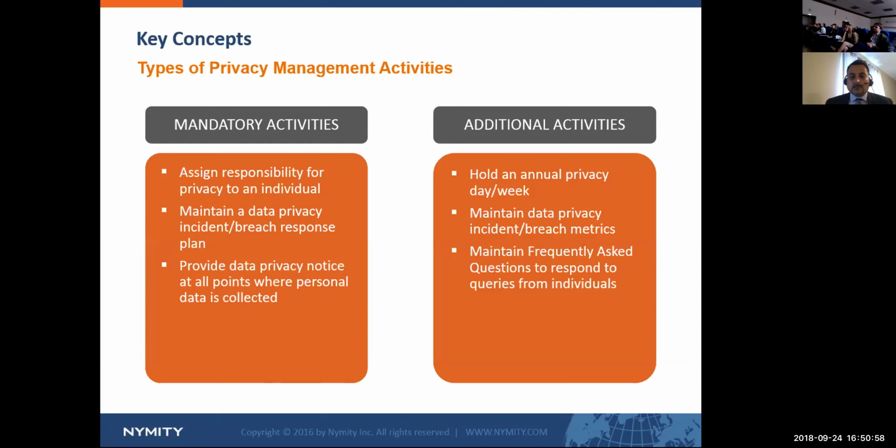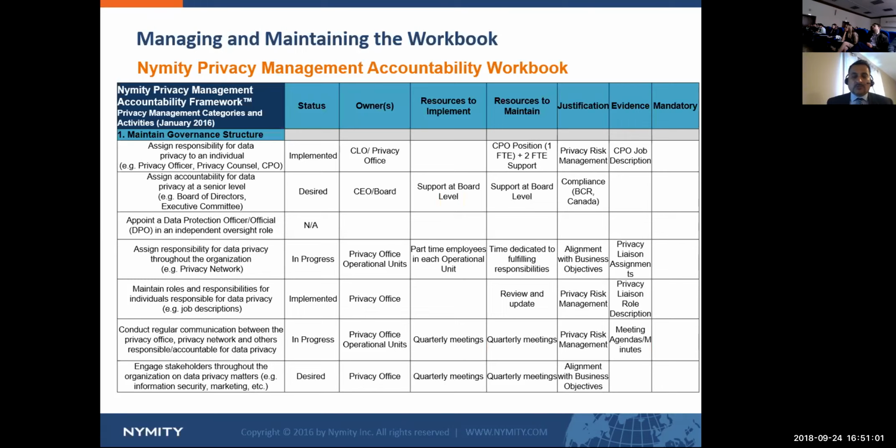Okay. And so going back to our spreadsheet, you would be able to go through and add the mandatory element to this, what's mandatory, what's additional, and document your program, and again, structuring your program, right? As you're going through these steps, you've now identified another area to document and structure your privacy program. Those are the main elements of structuring your privacy program: your status, your owners, your resources, your justification, your evidence, and your mandatory. The next step is really managing the workbook, and I'll talk to that right now.